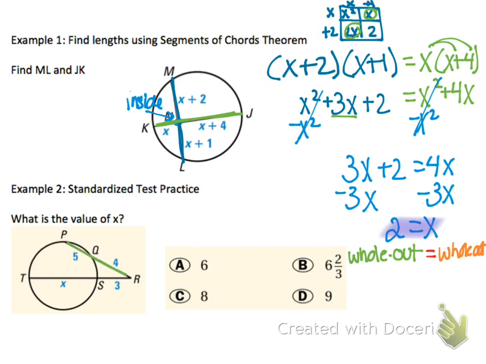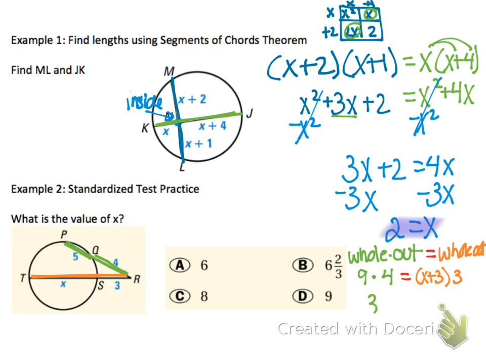The length of this entire green line, I know this first part is 5, the second part is 4, so the length of the whole line is going to be 9, and the part that's outside of the circle is going to be 4. So I'm going to do 9 times 4. That's going to be equal to the length of the entire orange line, so this piece and this piece. Remember, we're just adding them. So in this case, it's going to be x plus 3, and then times the piece that's just outside the circle, which is going to be 3.